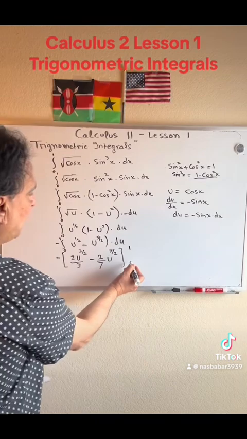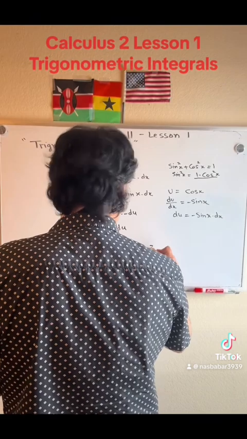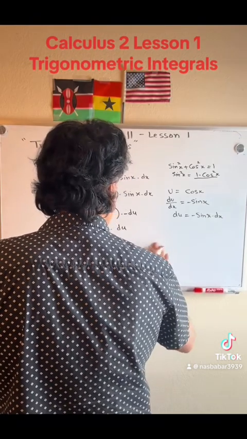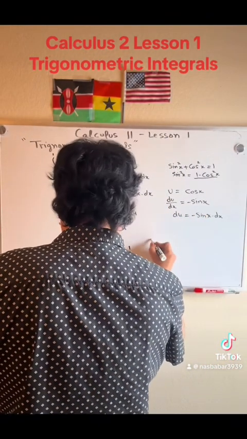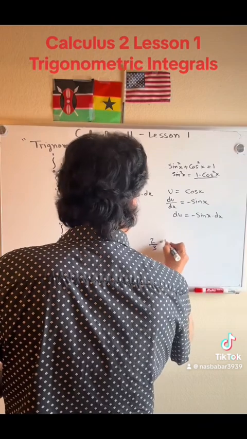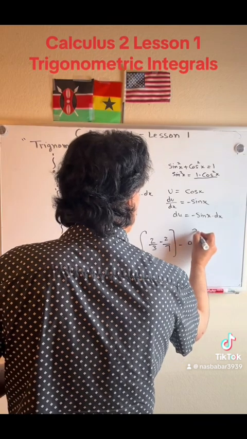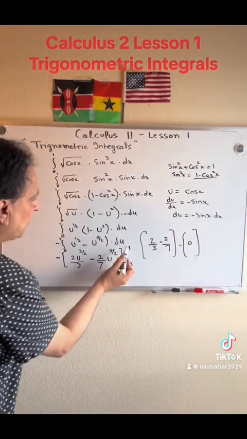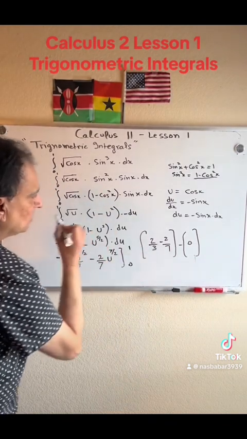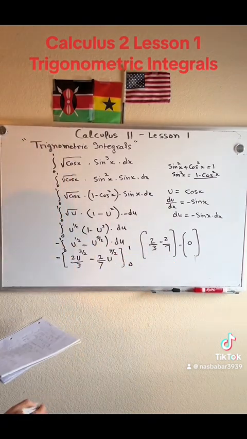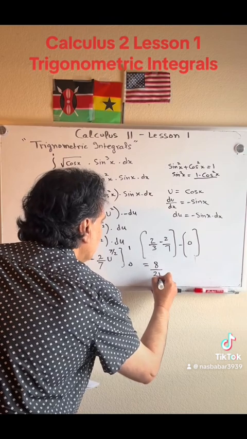So then when we plug in everything over here, for 0 we get 0. Make it pretty for you. So you have 2 over 3 minus 2 over 7 minus 0. All I'm doing is that first I'm plugging in 1 for u, I get this. Then I plug in 0, I get this. So my friends, the answer is 8 over 21.